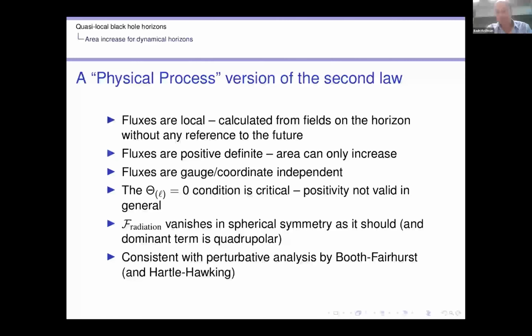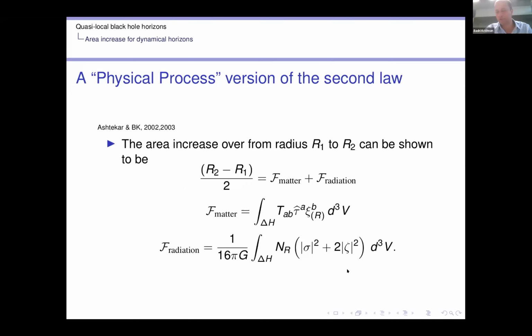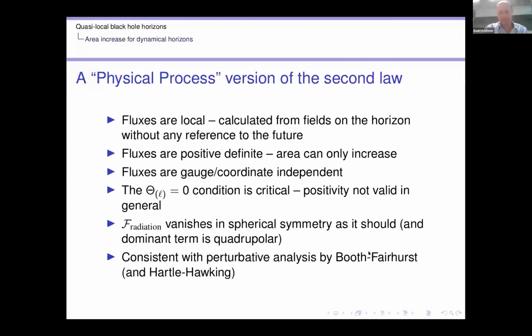The condition of the expansion vanishing is critical. Without that, this would not be positive. Then you get additional terms here, which spoil the positive definiteness of this quantity. And then finally, this radiation term vanishes in spherical symmetry.